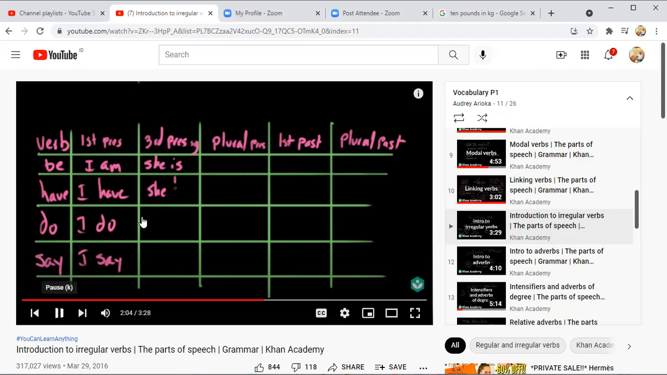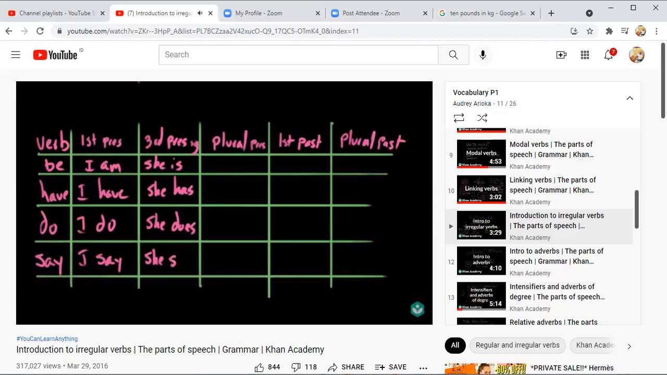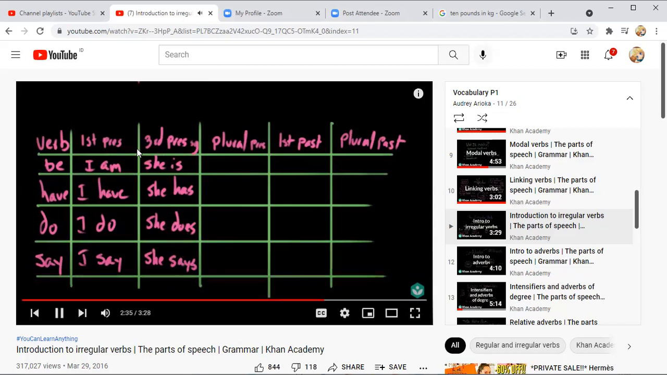let's just see. She has, she does, she says. So the third person singular is different in the way that these words are pronounced. So am becomes this entirely different word, is. Have doesn't become haves, it's has. And do doesn't become does, it becomes does. We actually change the vowel sound here. Just like say doesn't become say, it becomes she says in standard American English.